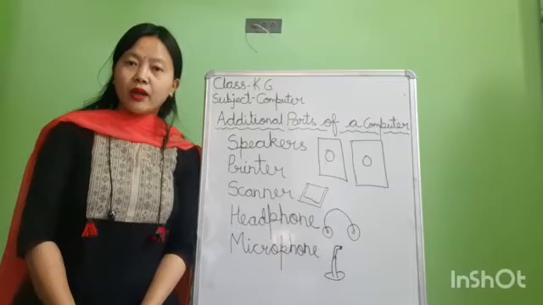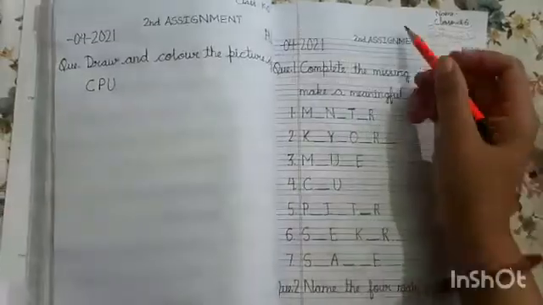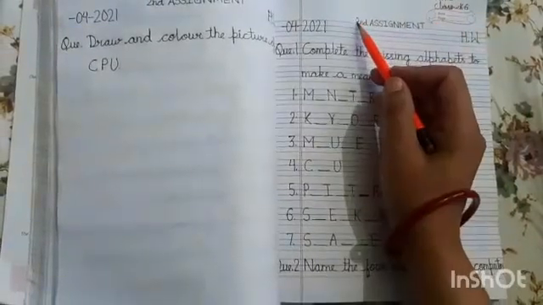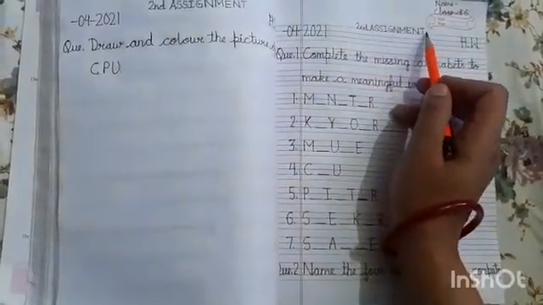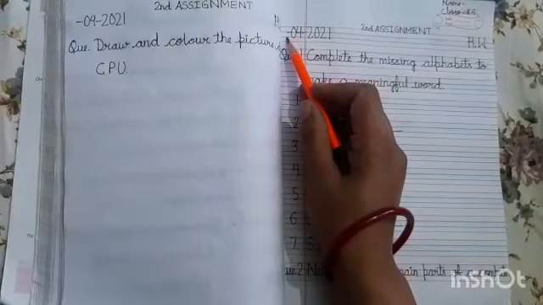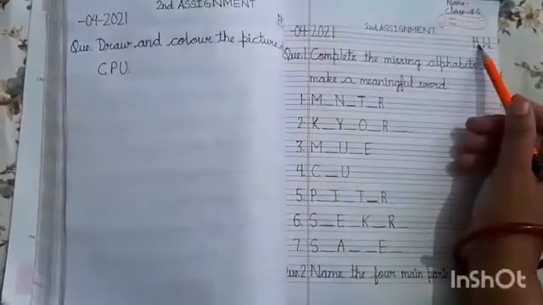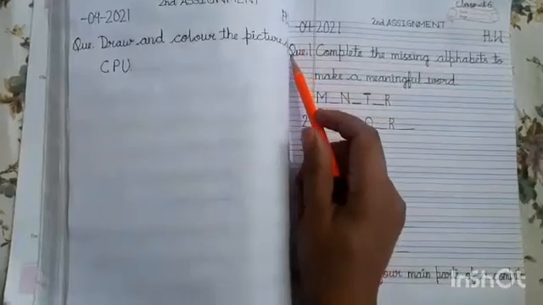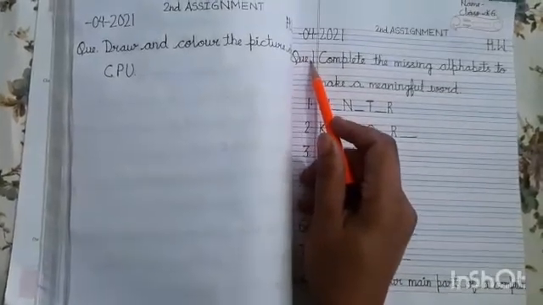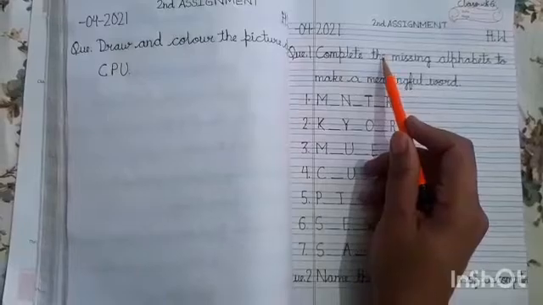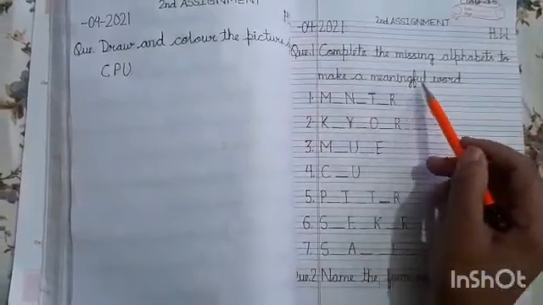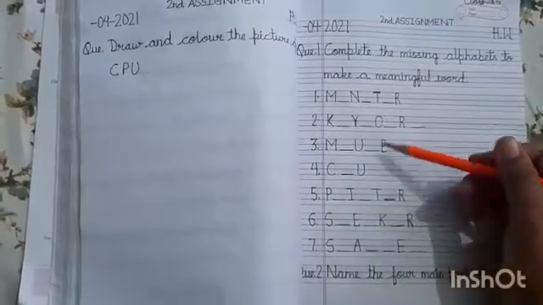Now, children, take out your computer fair notebook. First you will mention your name and class. Then here you will write second assignment in capital. Now, children, come to the next line. Here you will mention the date and write H.W. Now come to the next line. Here you will write QUE.1. Question number 1. Complete the missing alphabets to make a meaningful word.